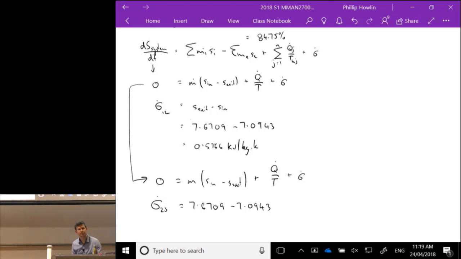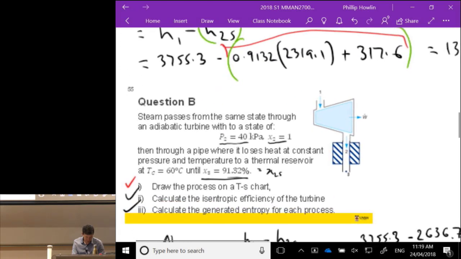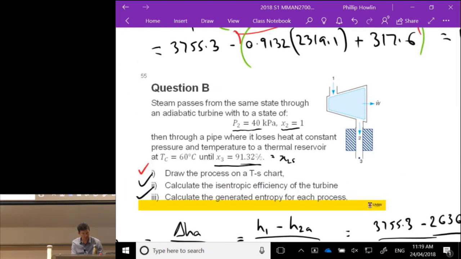Yes. How come the quality from the exit of the turbine to the exit of the reservoir has gone up? Quality was 1, wasn't it? Sorry about that. Yep, sorry. So the quality here, x equals 1, and the quality here, x equals 0.9132. So the quality is going down as you have heat flow, Q, leaving from the pipe into the cold reservoir. It's a good question. Thank you.